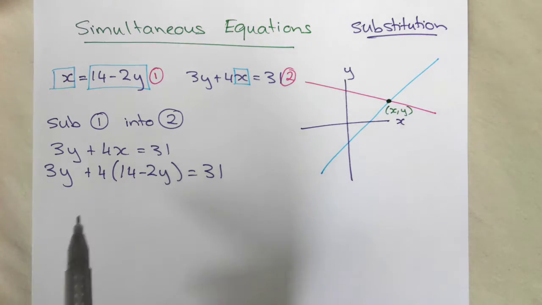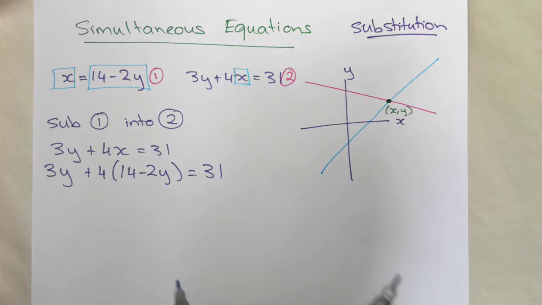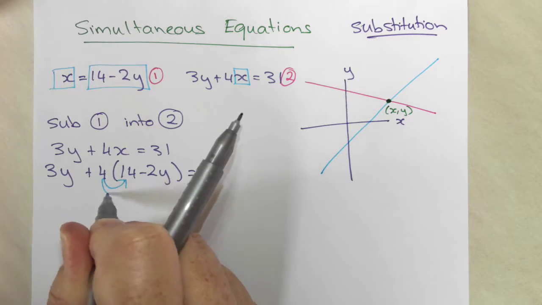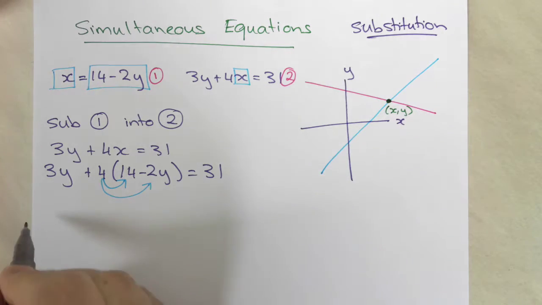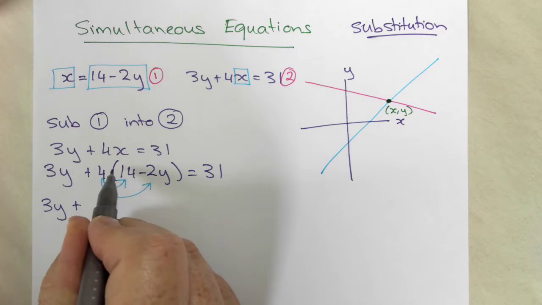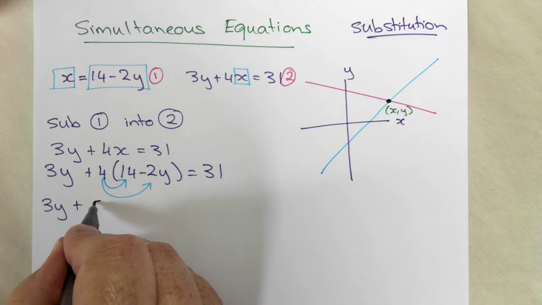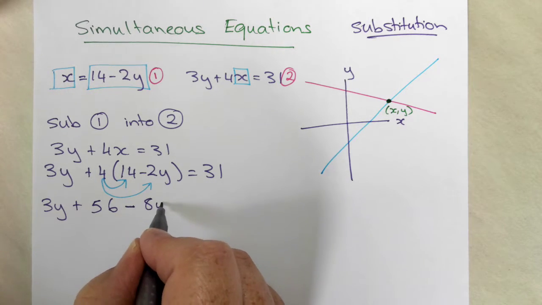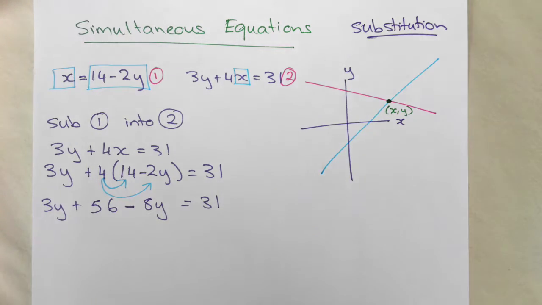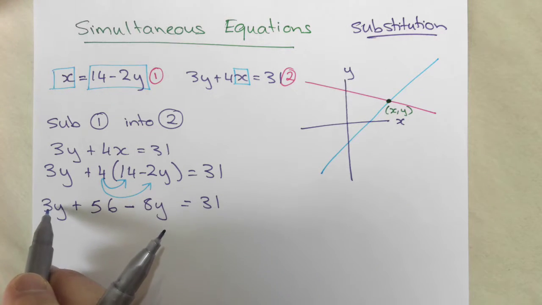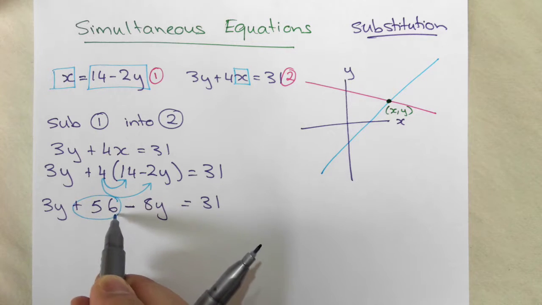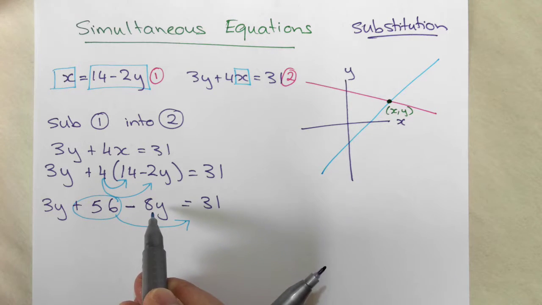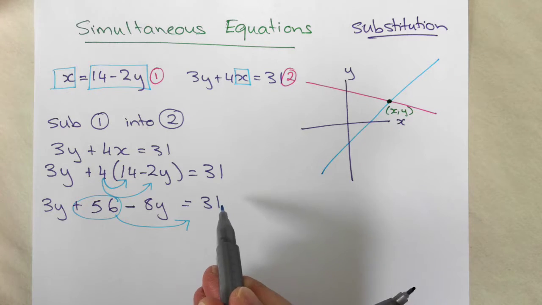Now we need to do some expanding, so let's multiply that 4 by the pieces inside. So 3y plus, now 4 times 14 is going to be 56, minus 4 times 2y is 8y, equals 31. Now I want to have all the y's on the left hand side and all the numbers on the right hand side. The 3y is on the left already, this 56 is not, so that's going to be moving to the other side. The minus 8y is already on the left and 31 is on the right hand side, so that's all good.